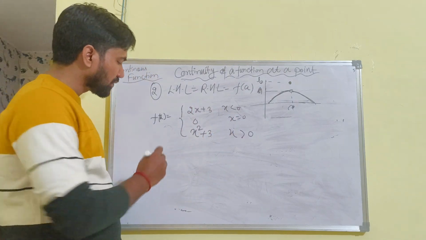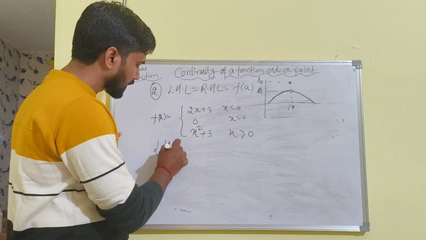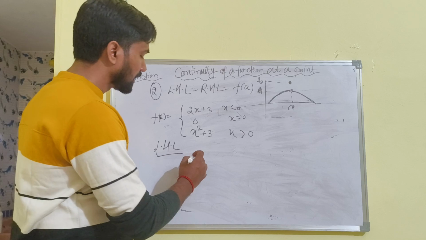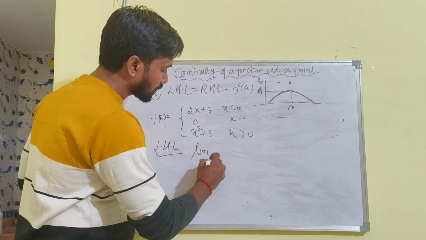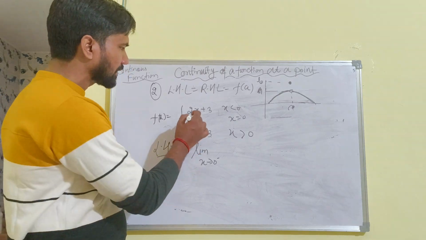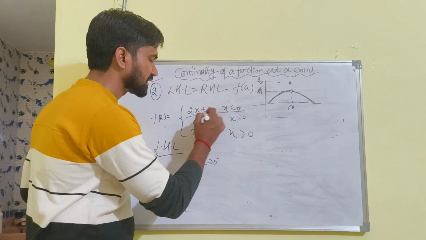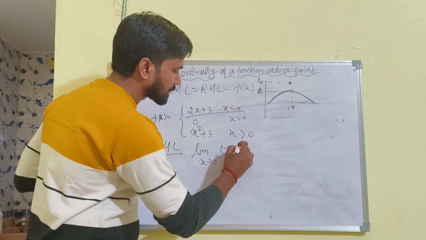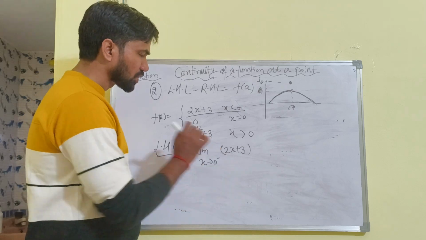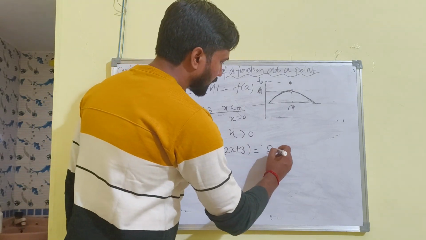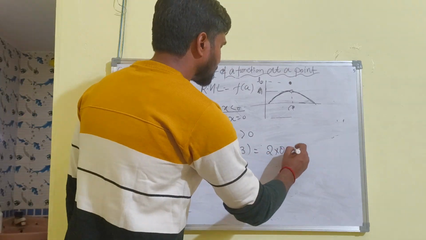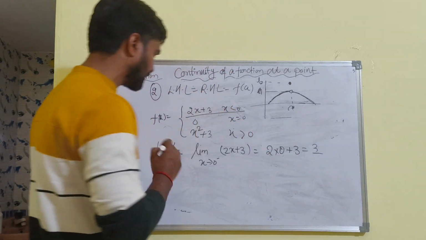First we are going to calculate the left hand limit. Left hand limit means we are proceeding from the left side. So limit x tends to 0 minus, which portion do we have to take? Where x is less than 0. So this one will come, because x is less than 0, so we take 2x plus 3. Now if you put x equal to 0, what will come? 2 into 0 plus 3, so simply it will come 3. It is the left hand limit.